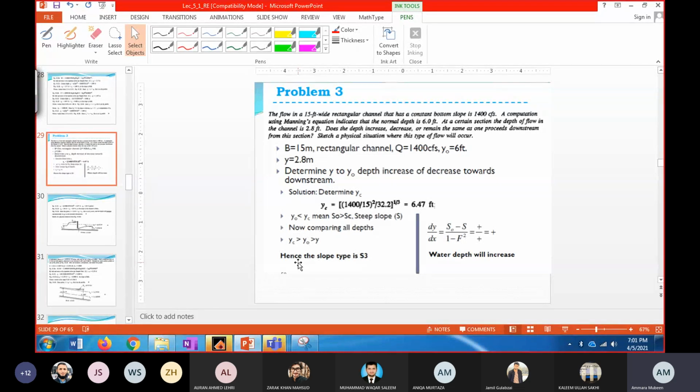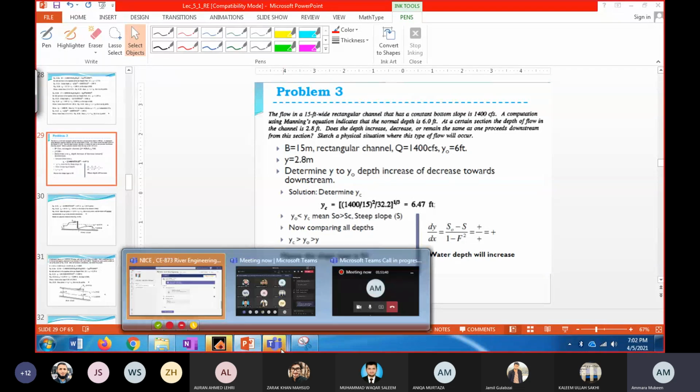So when Y naught is greater than Y, what about S naught and S? Is this written correctly here? When Y naught is greater than Y, S would be greater than S naught. So there is a mistake here, please check this and rectify it.